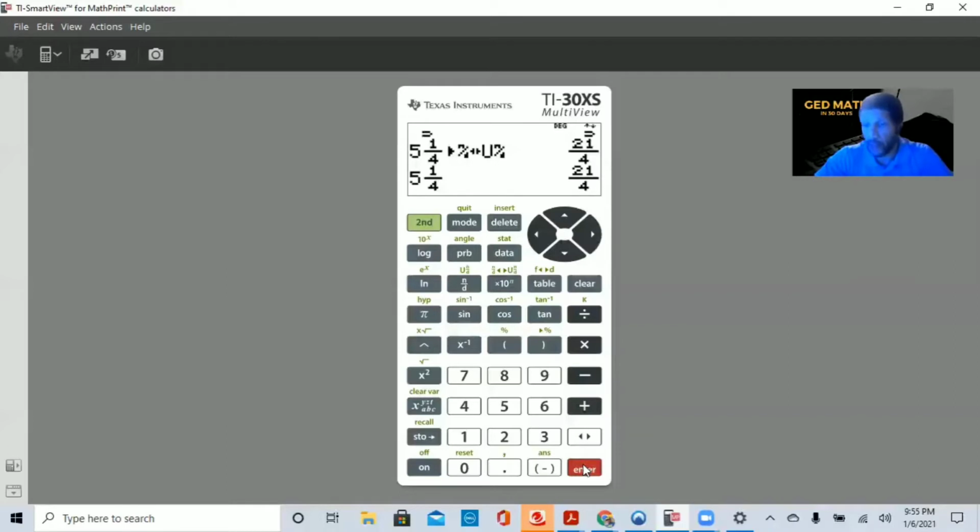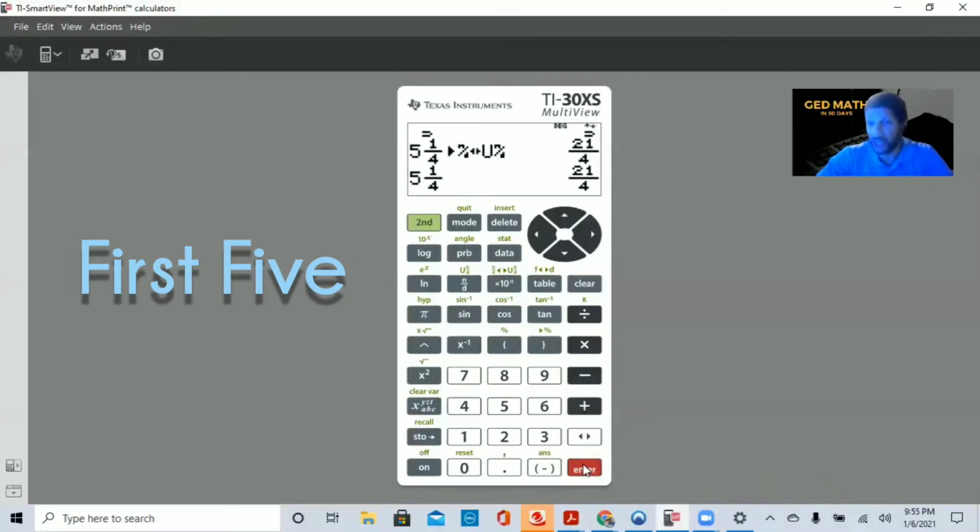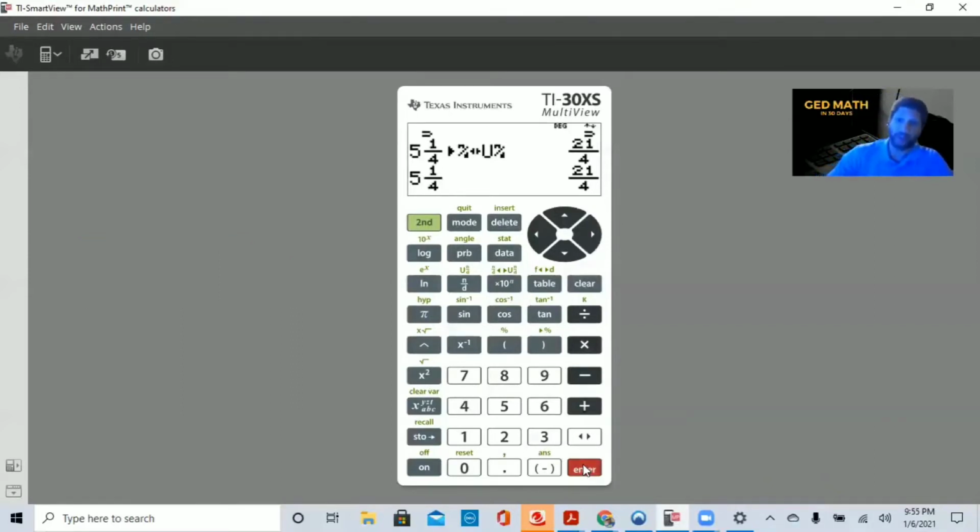So that's how we entered the proper fraction, improper fraction, and the mixed number. And then we also learned how to change an improper fraction to a mixed number. You should be prepared, as one of your first 5 questions, to change an improper fraction to a mixed number or a mixed number into an improper fraction. So make sure you practice, because that's almost always one of the first 5.